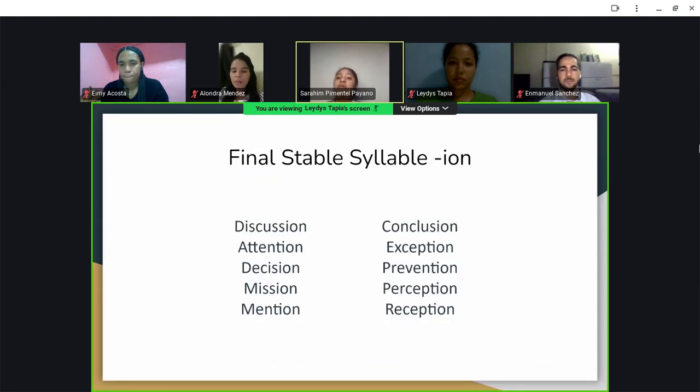And here we have final stable syllables with -tion and -sion. For example, attention, mission, conclusion, exception, etc.